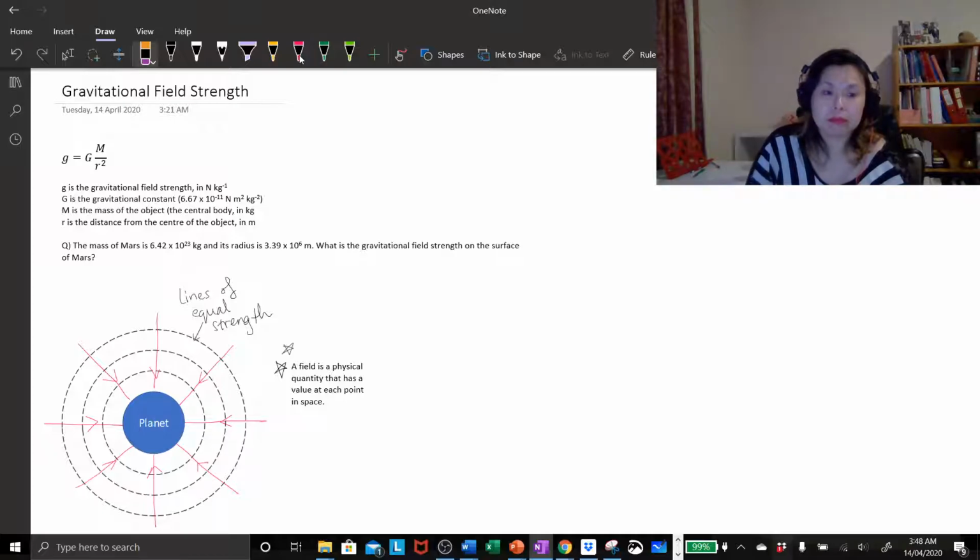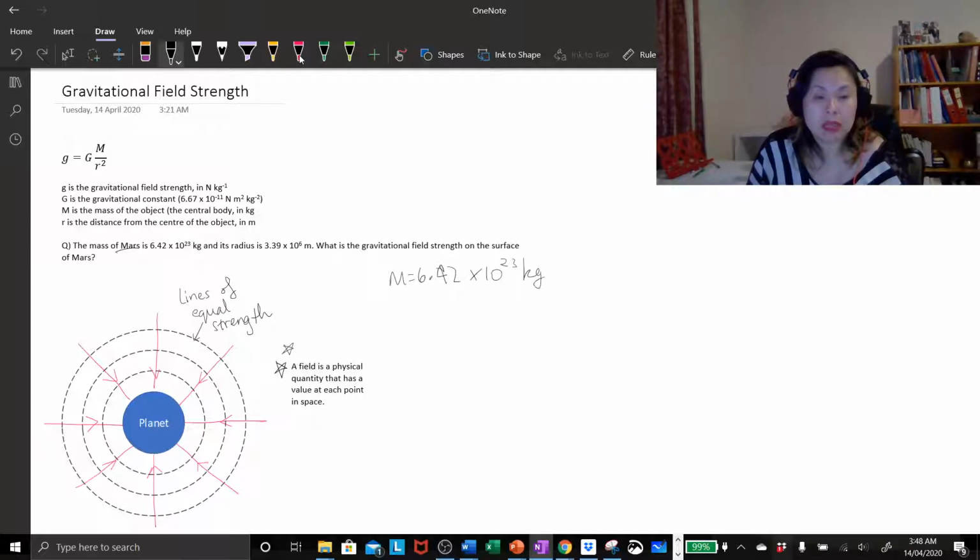We're actually looking at Mars today, and Mars has a mass of 6.42 times 10 to the positive 23 kilograms, and its equatorial radius that we found is 3.39 times 10 to the positive 6. So if we think about Mars, and we're on the surface of Mars here, then we can use this equatorial radius. And that can be the distance from the center of the object. In this case, it's Mars.